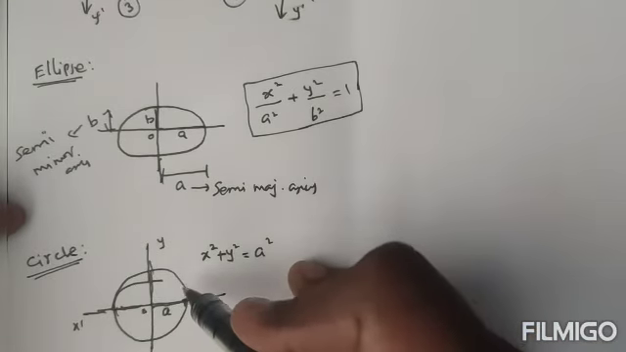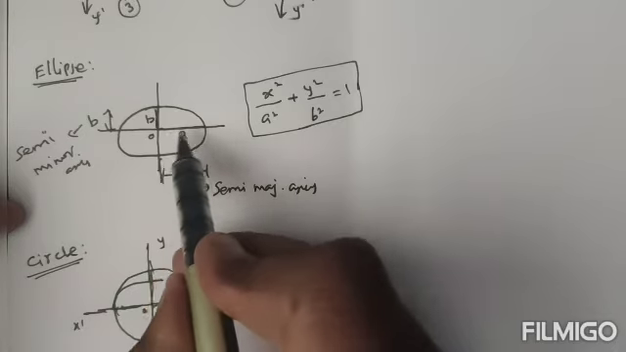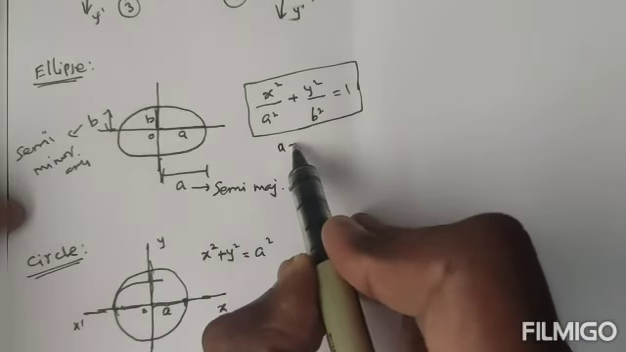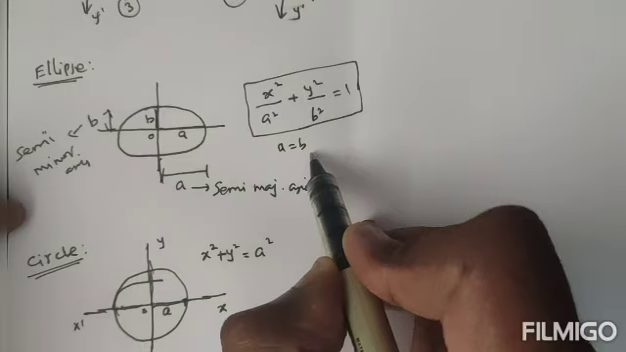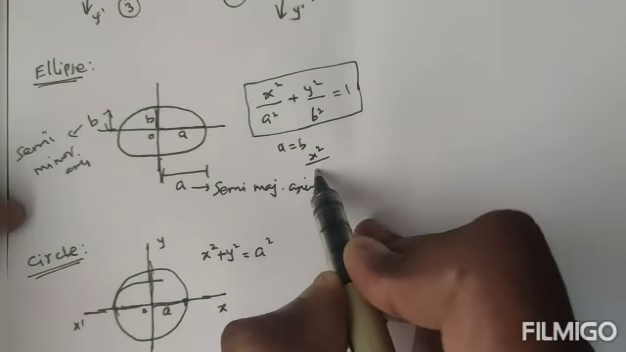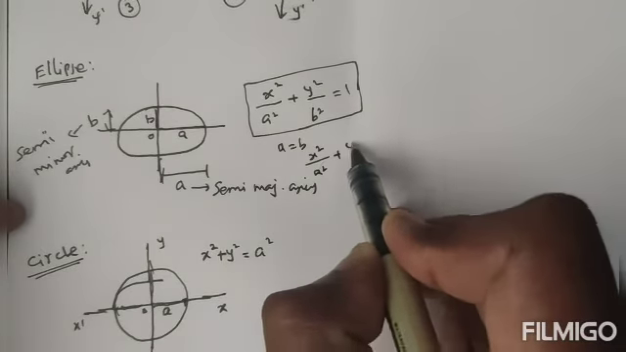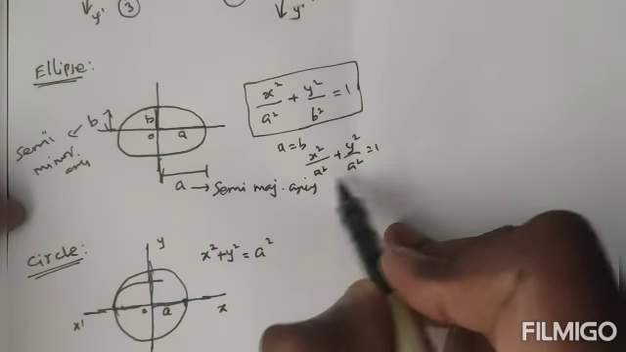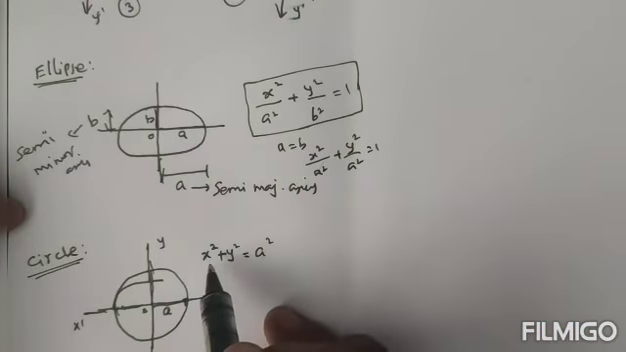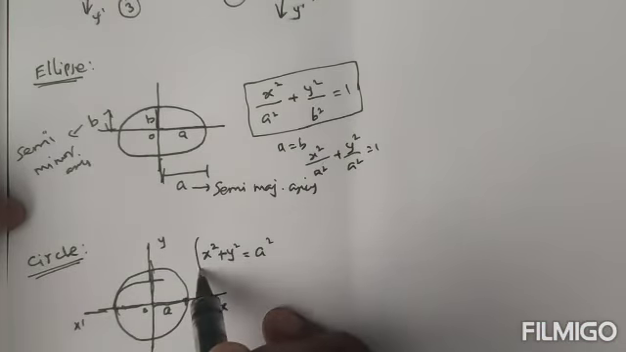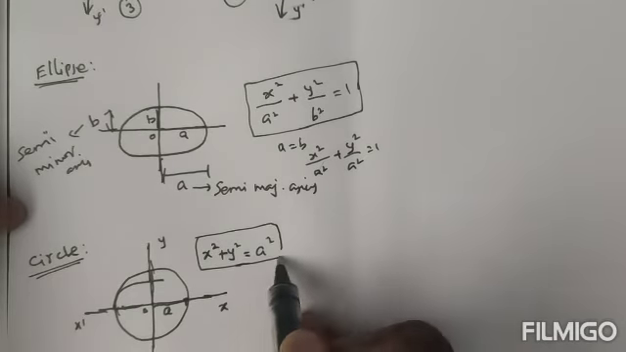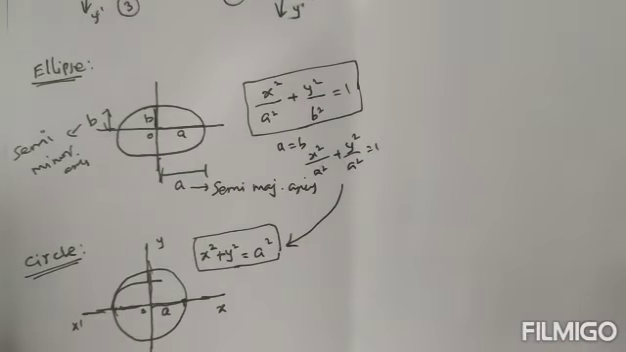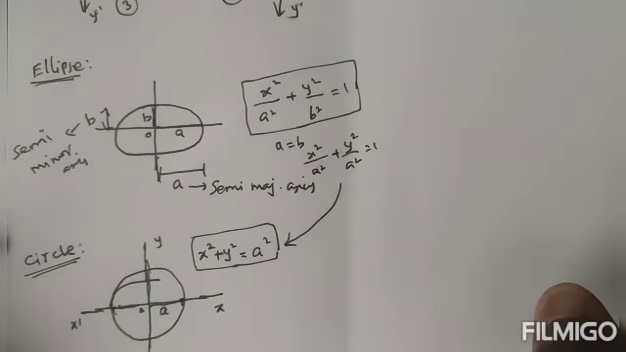Suppose a equal to b. Let us imagine, if it is a circle, the a value and b value will be the same because it's the radius. So if you put a equal to b, the same equation becomes x squared divided by a squared plus y squared divided by a squared equal to 1. So we can get the equation x squared plus y squared equal to a squared. So this is the equation to form a circle. So now you know the circle and the elliptical shape.